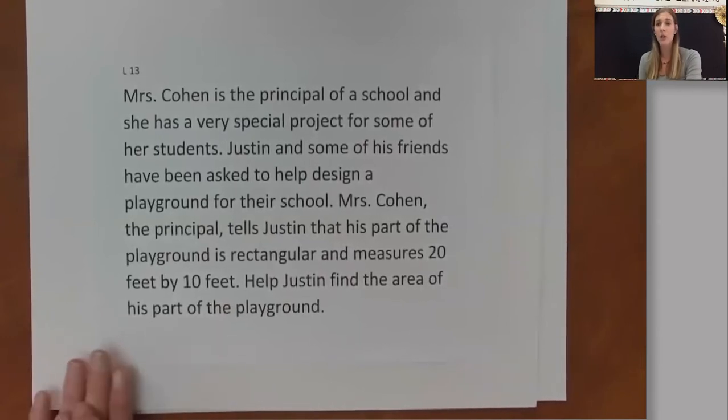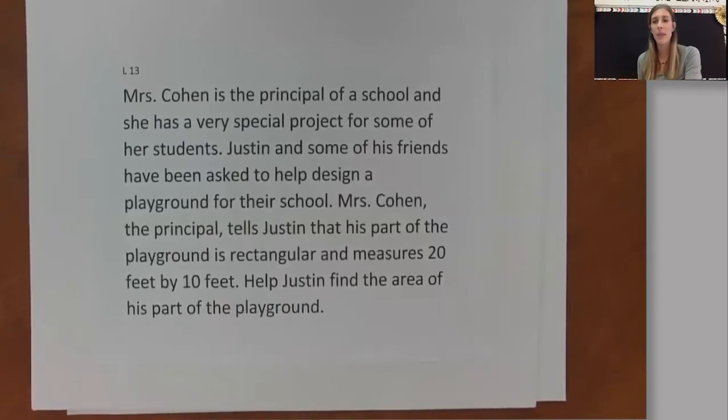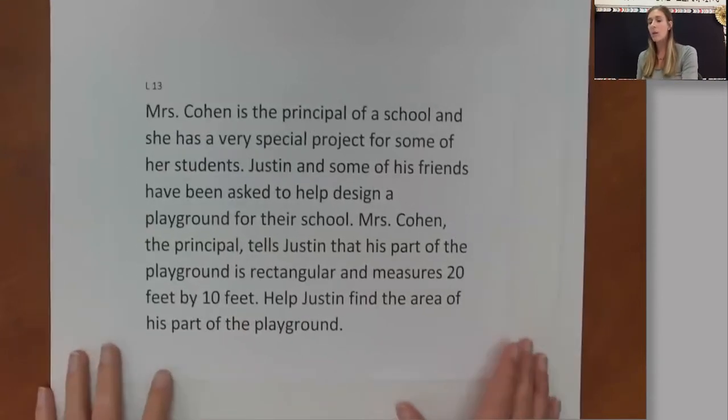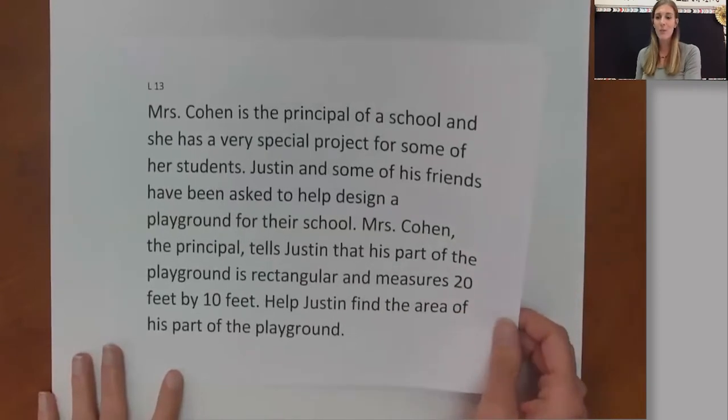And we're going to be building onto our drawing as we go, so you're probably going to need your whole sheet of paper for this by the time we're finished. So kind of keep your first rectangle small as we draw. So let's start with Justin's part of the playground. What is the problem asking us to do? Yeah, find the area of Justin's part of the playground.